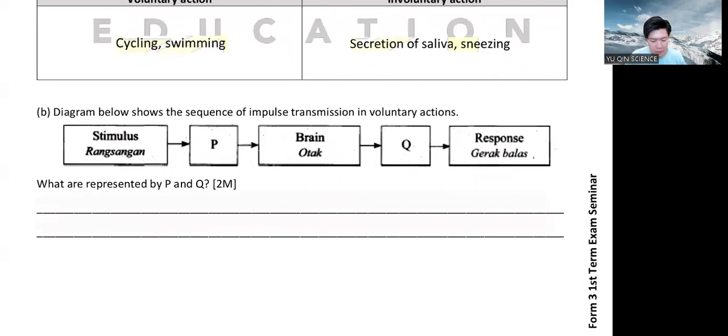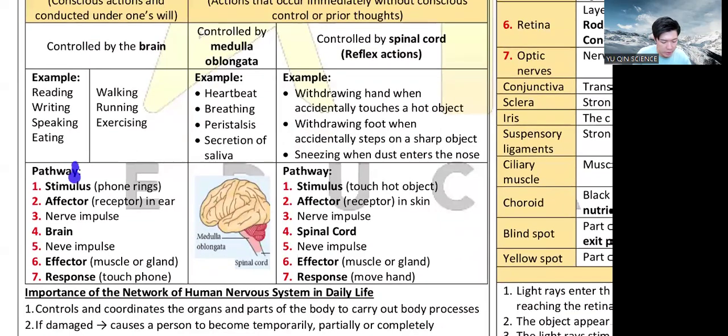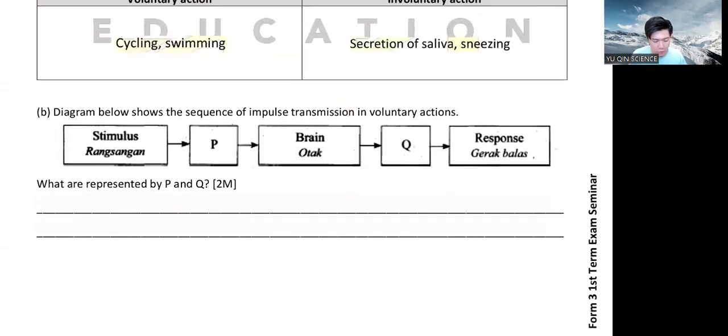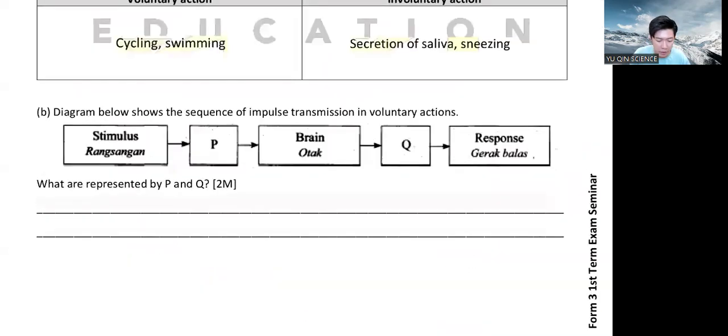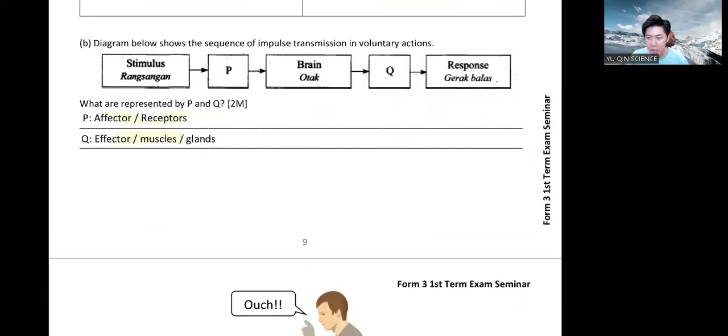Then B is to fill up the impulse transmission. This is the sequence of the pathway. I think you want to fill up the missing part, isn't it? So you have stimulus already, then the next one should be receptor. Then you have brain already, then I think the next box should be effector. And then response. So the missing part will be effector. Easy. You can also write muscles and glands.